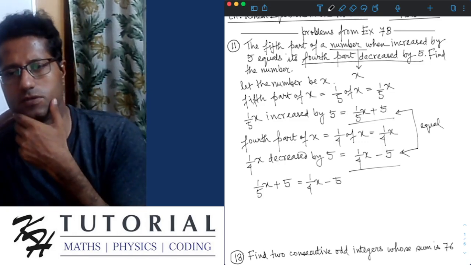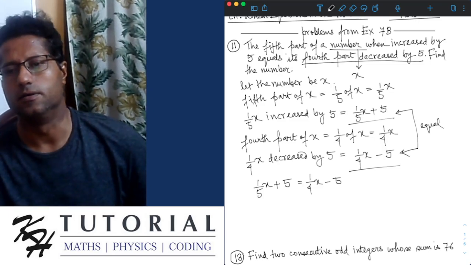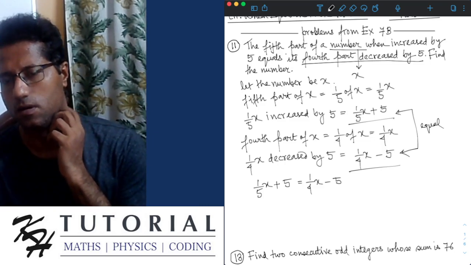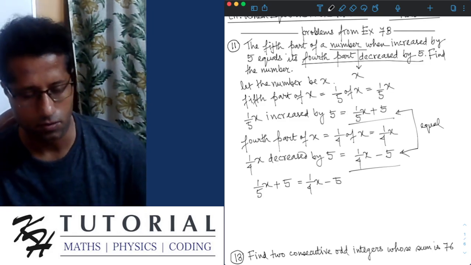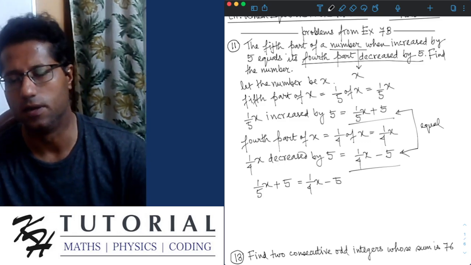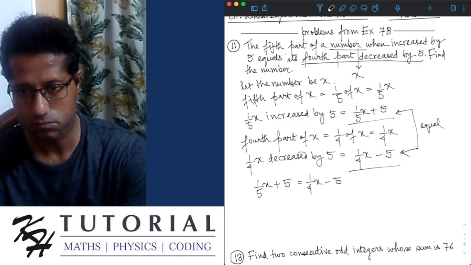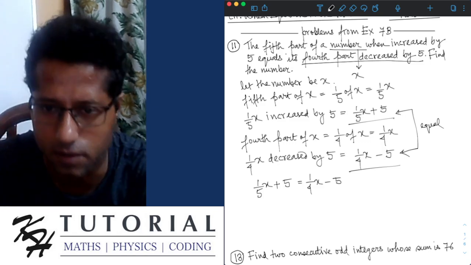Now we have to solve this. We have formed the linear equation. We have to solve this linear equation. And if you have watched my previous video, I think it's part 3, where I have discussed how we solve a linear equation using the rules and the transposition, then you should understand how to solve a linear equation.